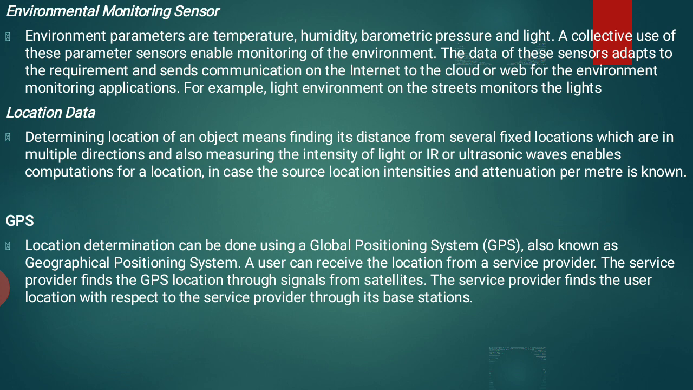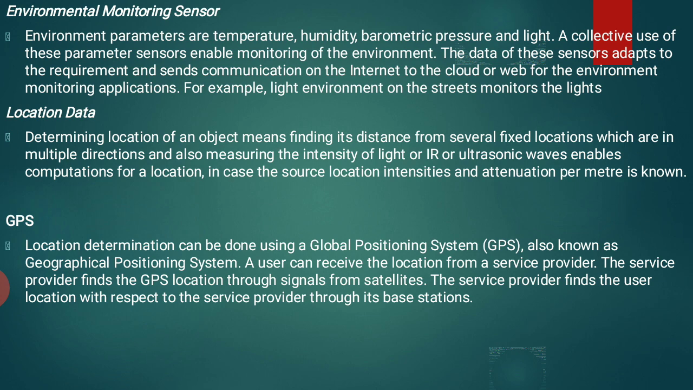For example, light environment on the street monitors the light. So the best example is light. Based on the light environment, the street lights monitor the light. Also, you can use your smartphone's brightness. If you set auto brightness, then according to the light condition, your screen will adjust. So this is all because of these environmental monitoring sensors.